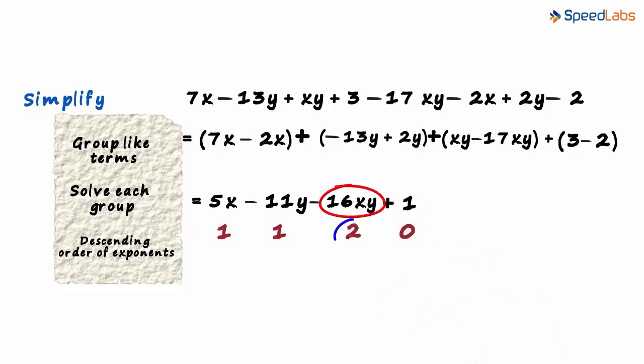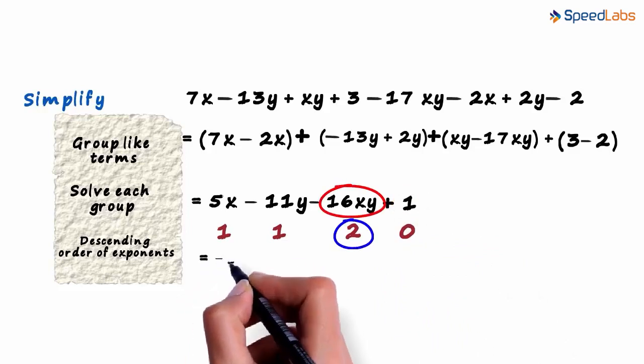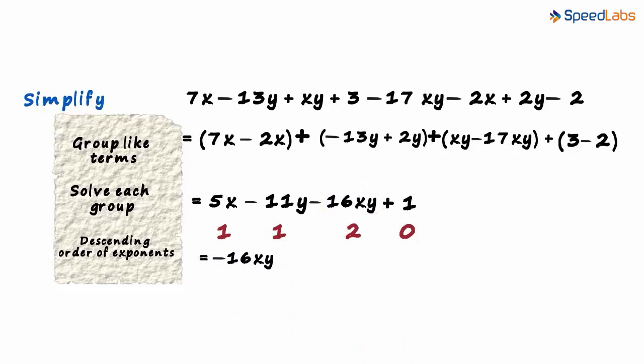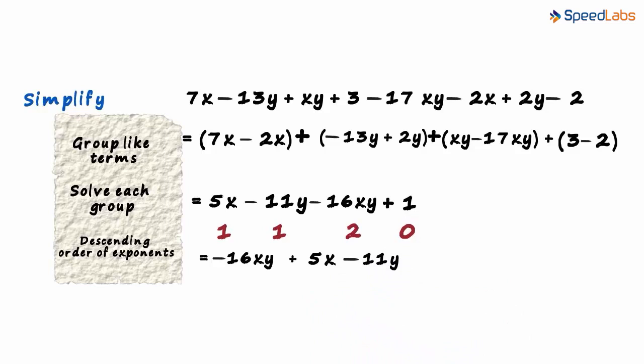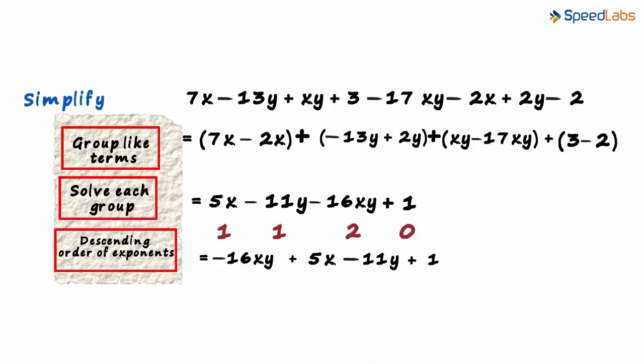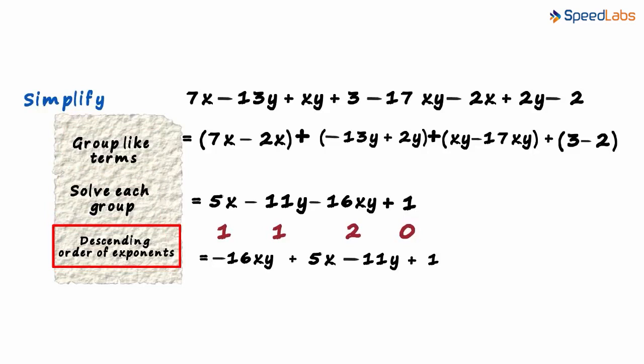Since this is the largest of the lot, we write minus 16xy first. Now we have 2 terms with the same exponent. In such cases, it's always a good idea to write the terms alphabetically. We write 5x first, and then minus 11y. And 1 would come last. Remember these 3 simple steps when you simplify an expression. Group, solve, and arrange the terms in descending order of the exponents.